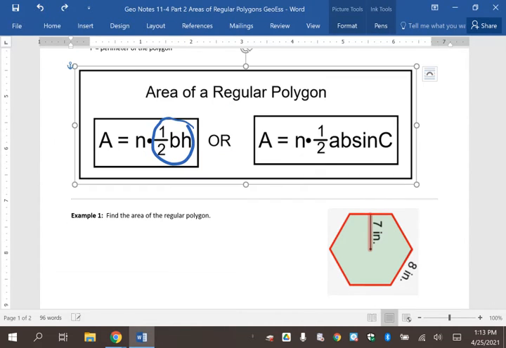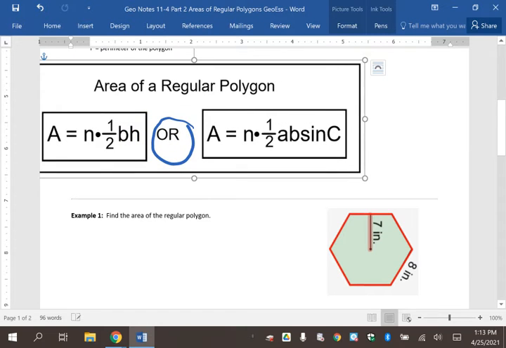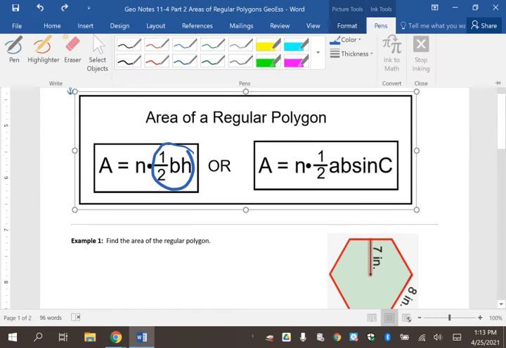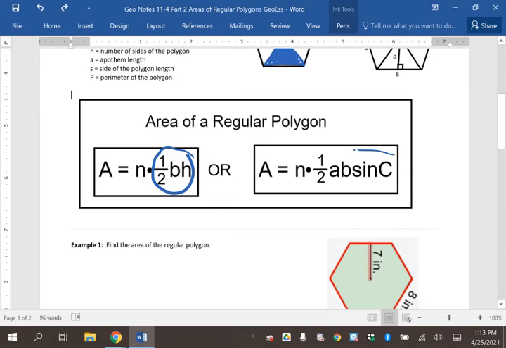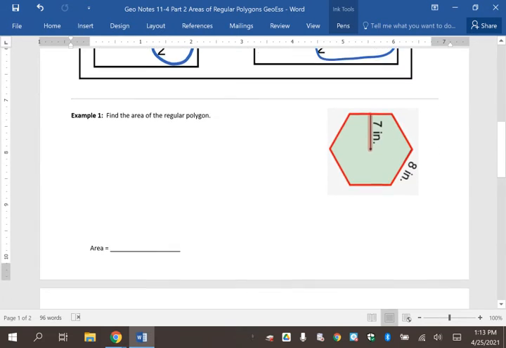Oops. Let's try that again. I've got to get back the pen. Okay. So it's just the area of one triangle times the number of sides. This section is really a review of our section on area of triangles. So let's look at example 1.